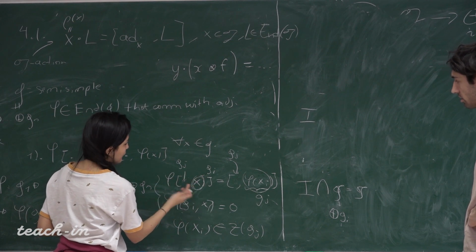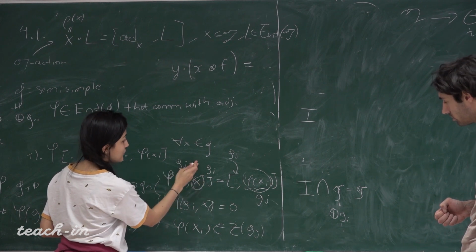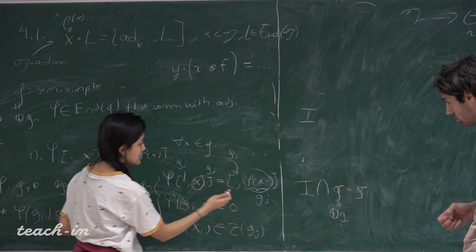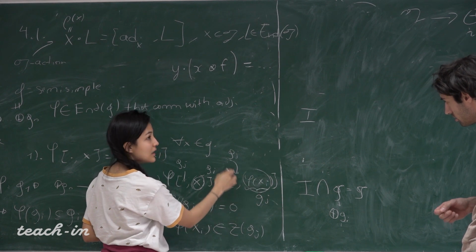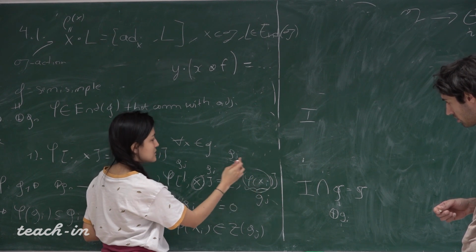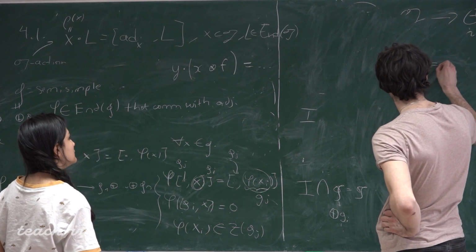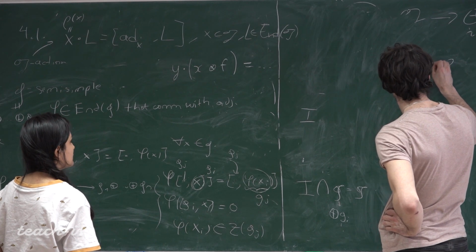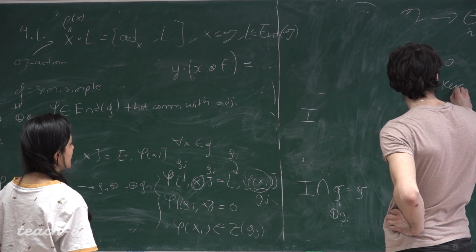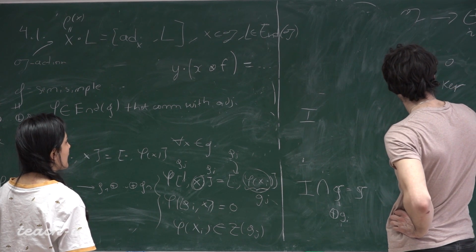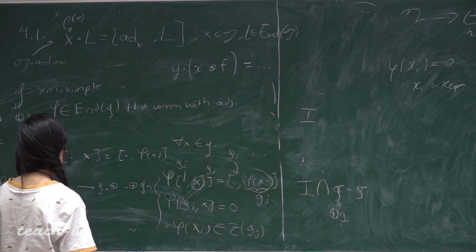Of course this is a linear map, so the image of 0 would be 0. This means that phi of xi commutes with any Gj, so this is in the center of Gj. But it means that phi of xi is actually 0. So xi is in the kernel.